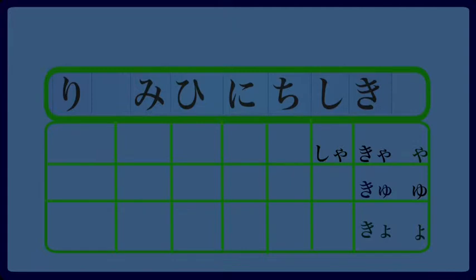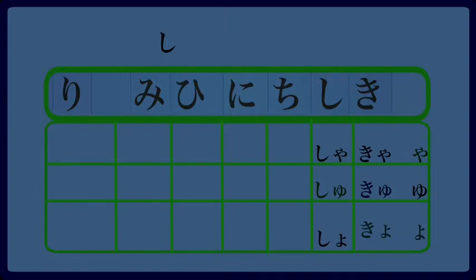Now let's look at the shi column. If we put a little ya with shi, we get sha. A small yu after shi would make the sound shu. And then the small yo after shi would make the sound sho. You can kind of throw away the y sound in those ones. We have sha, shu, and sho.